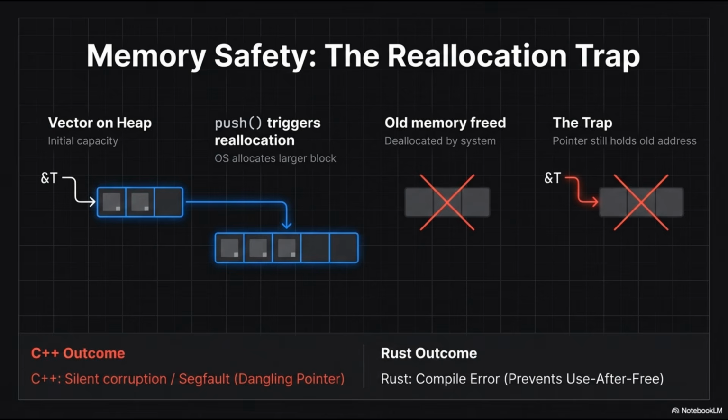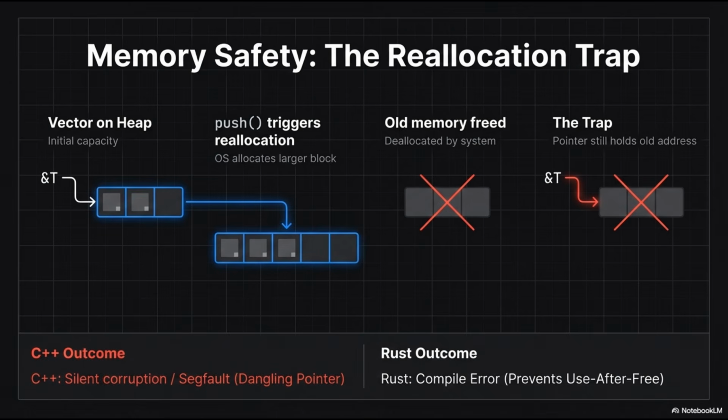Here is where it gets really interesting for anyone coming from C++. In C++, that pointer is just quietly sitting there, pointing to garbage. Yep, the classic dangling pointer. Right. If you try to read from it later, you either get an immediate segfault and crash the program, or worse, you silently read corrupted data that another process has written there. It is arguably the most insidious bug in systems programming, mostly because it often only crashes in production under specific high-load conditions. And in Python or Java, you are completely shielded from this because the garbage collector and the virtual machine heavily abstract the memory management away.